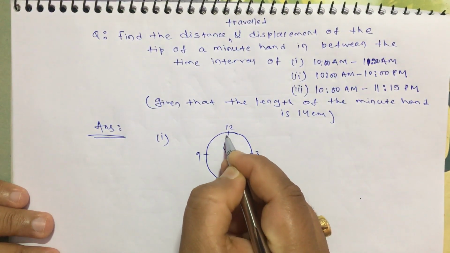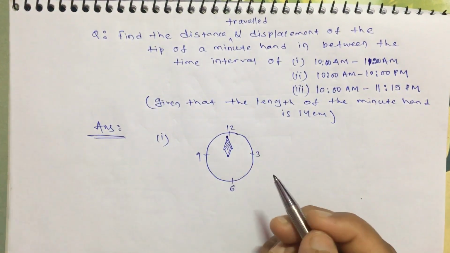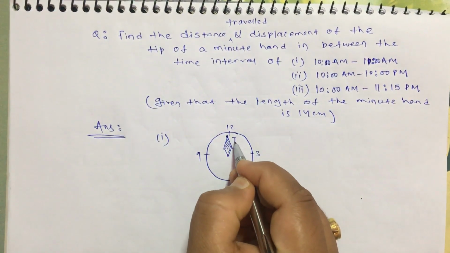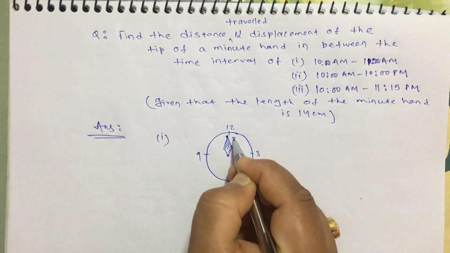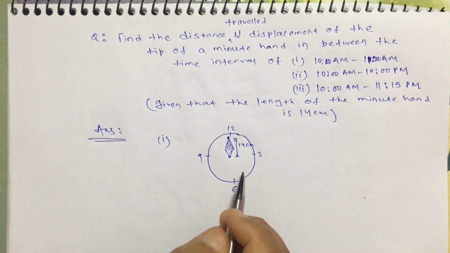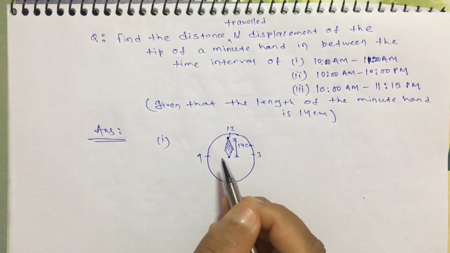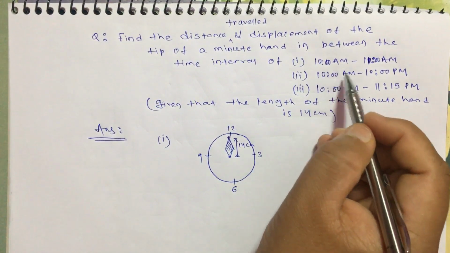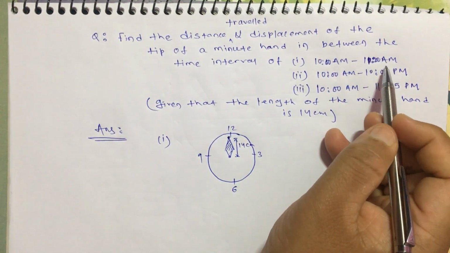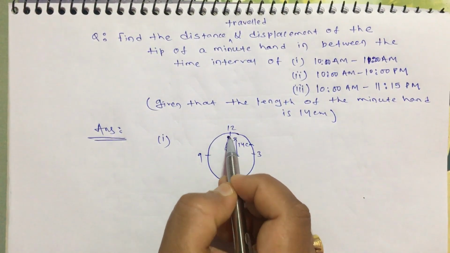Okay, this is the tip of the minute hand. It is given that this length from here to here is 14 centimeters. Now this is the position of the minute hand at 10 am, and the next time is 11 am. So from 10 am to 11 am, how will this tip move?